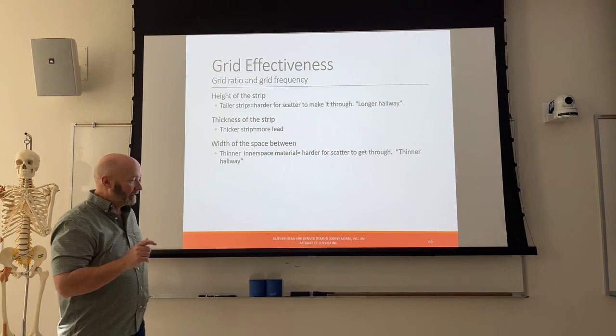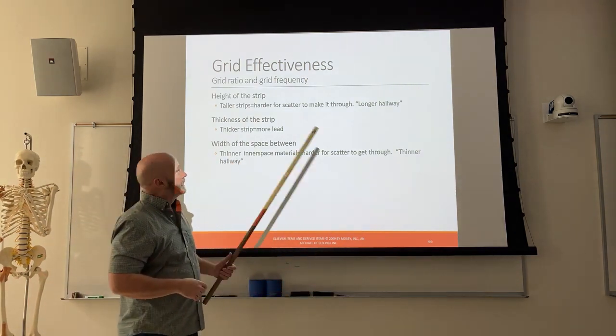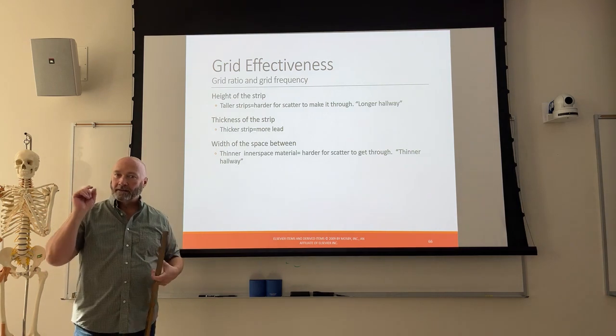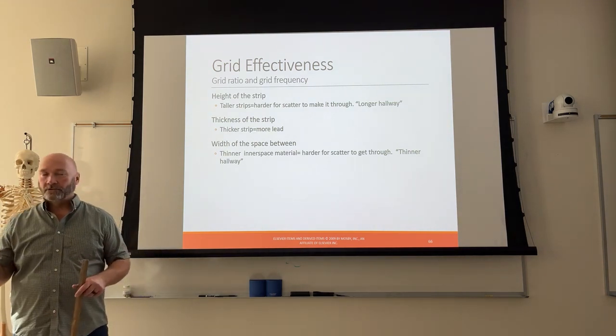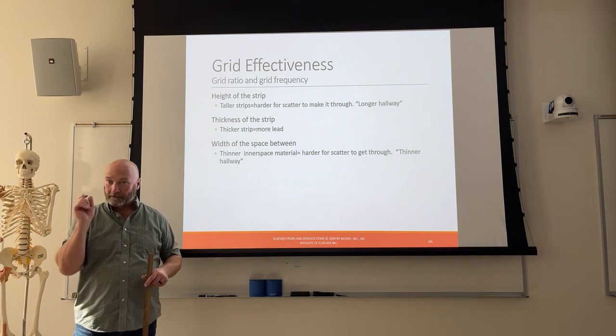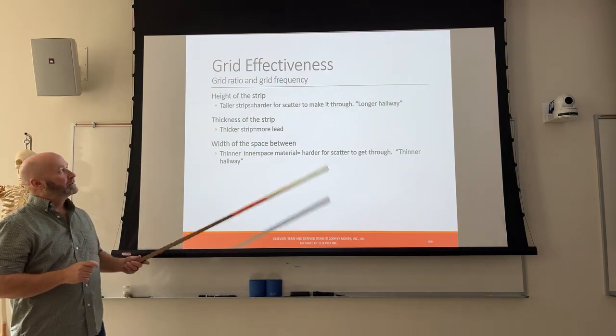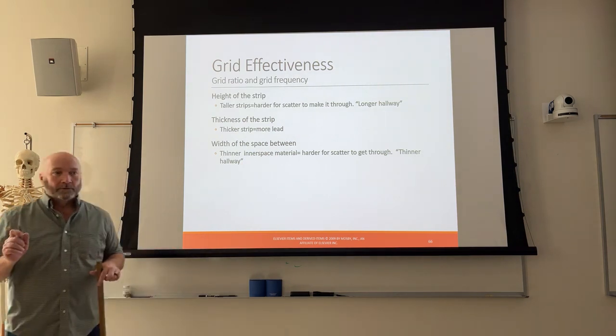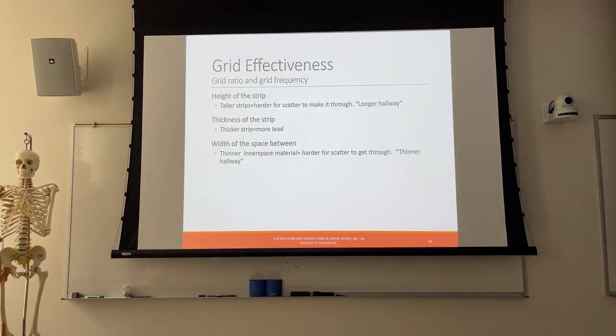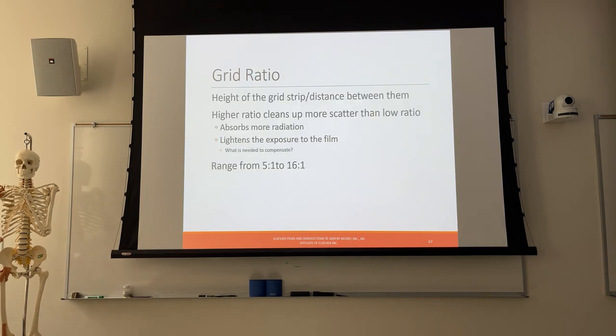What you're going to have a tendency to do is make your grid ratio the height of the strip divided by the thickness of the strip. It's not the thickness of the strip, it's the thickness of that hallway. Okay, it's how wide is that interspace material. So height of the strip divided by the distance in between the strips, the thickness of the interspace material. So all that we talked about, the higher the ratio of the grid, the more effective it is, the more scatter it cleans up, the more exposure you're going to lose, though, because it absorbs more radiation.